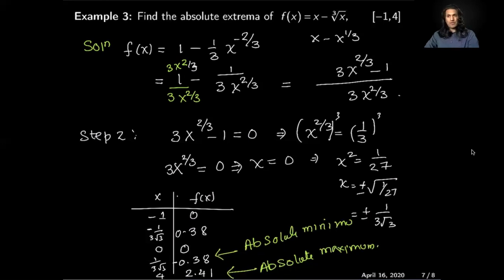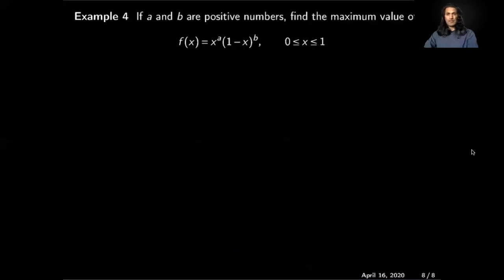I have one more problem, which is even more challenging than the previous one. Here I have a and b, which are both positive numbers, and I have to find the absolute max and absolute min value of this function between 0 and 1. Let's again begin by taking the derivative of this function.